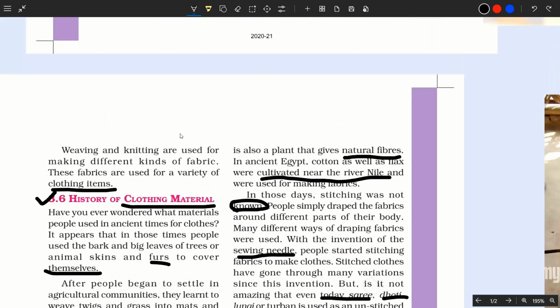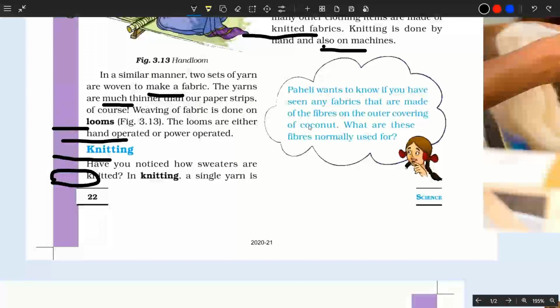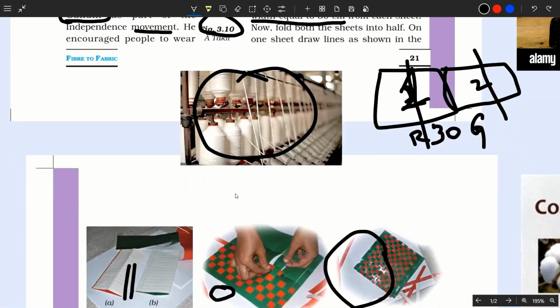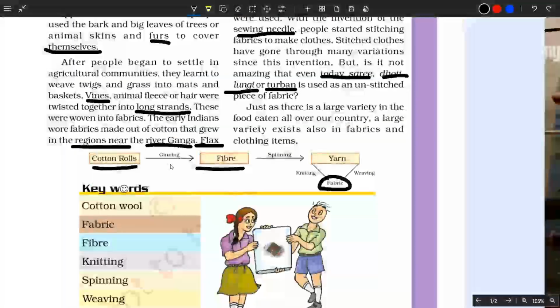First, we take cotton wool. I will show you the cotton roll. These are the cotton rolls. After that, what process have we done? Ginning. After ginning, we have shown the thread. We can pull the thread and observe that it becomes a fabric.